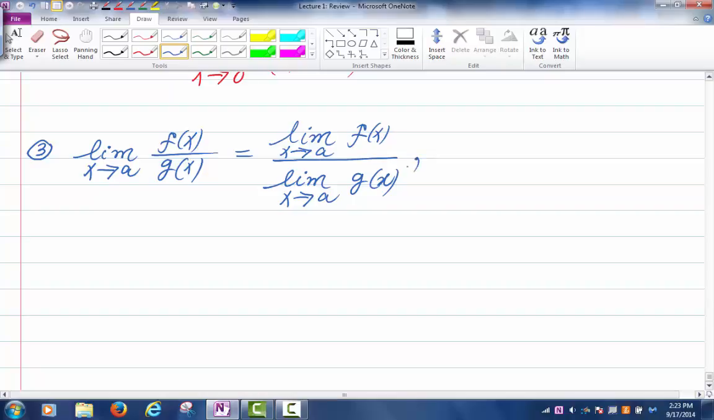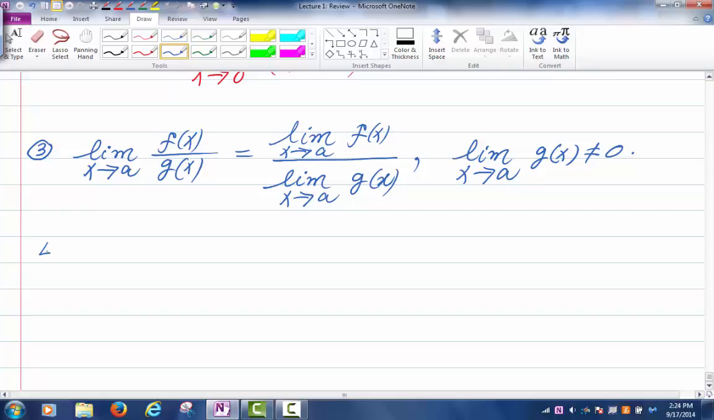What condition do I need here? Notice that this wouldn't work if the limit of the denominator is 0. So I have to put a condition here that the limit of the denominator must not be 0. Otherwise, you can't apply this equation. Is everybody okay with that?